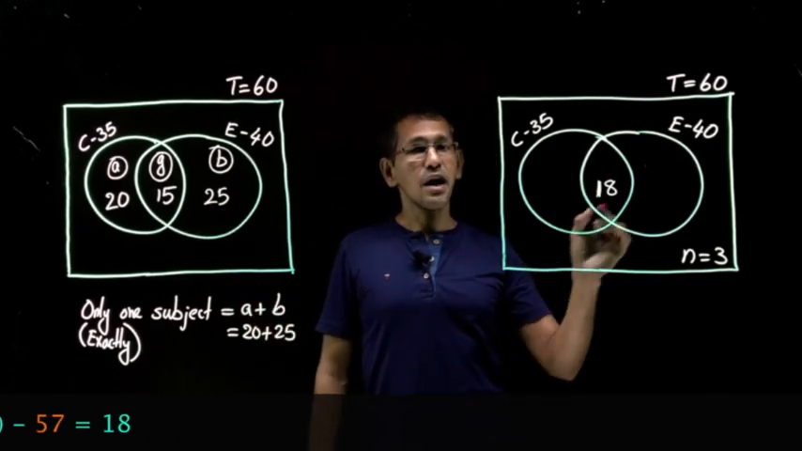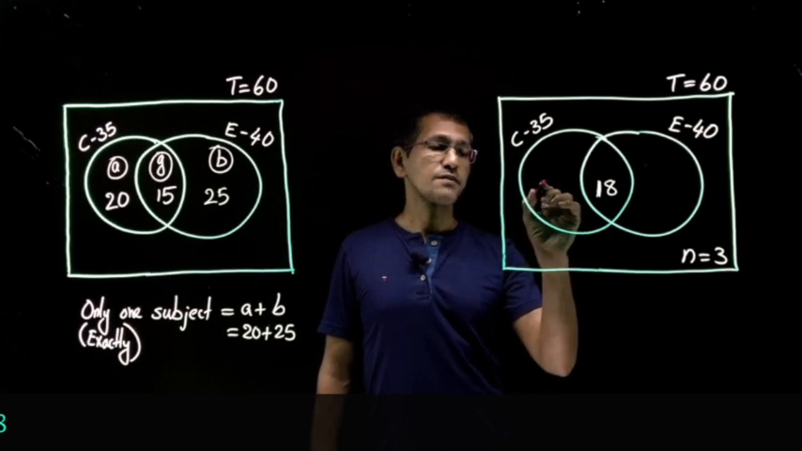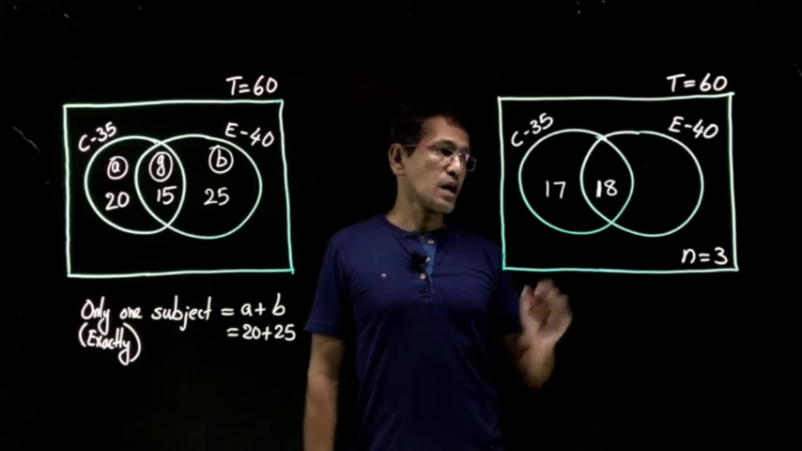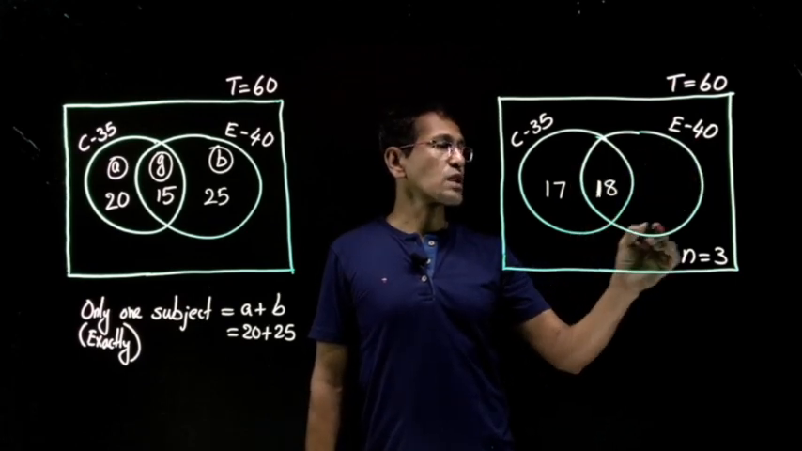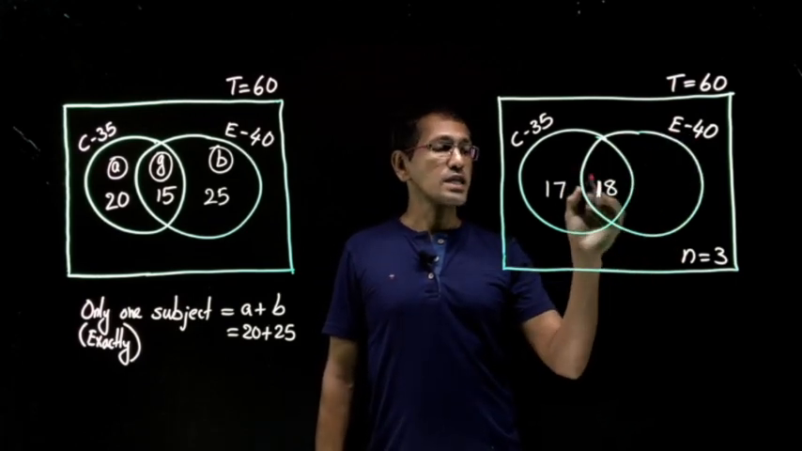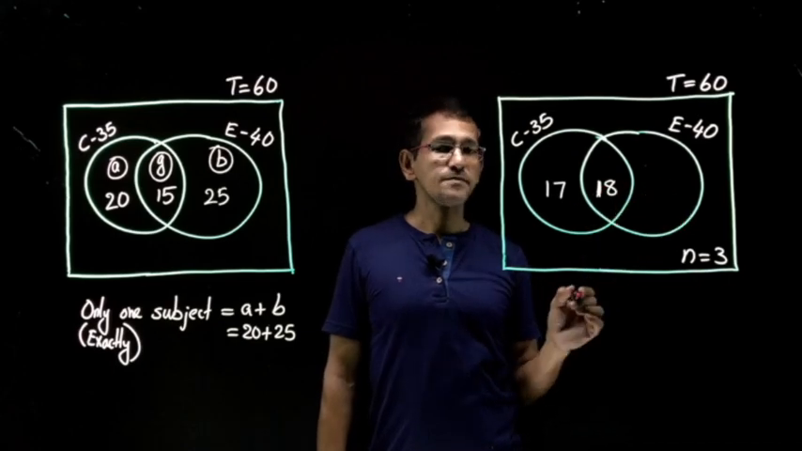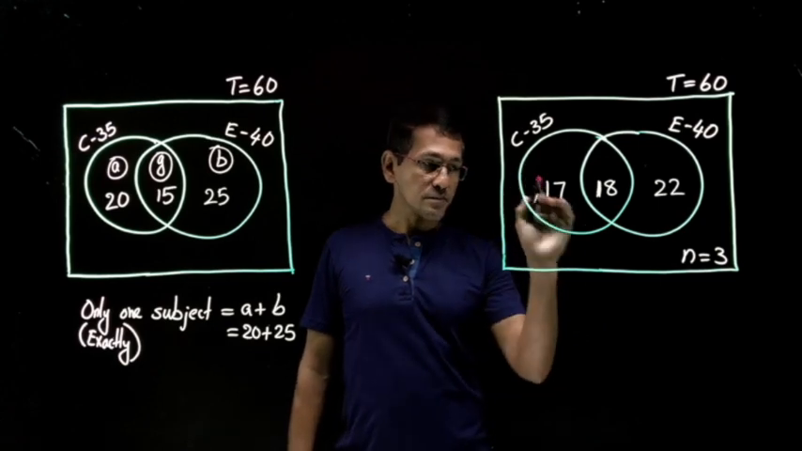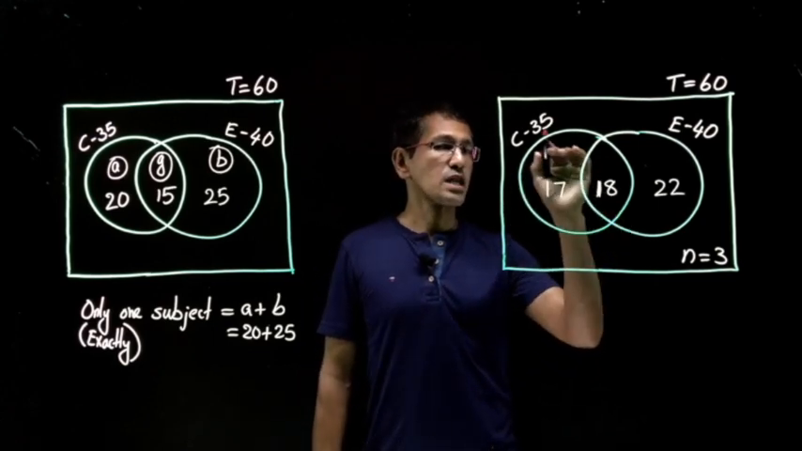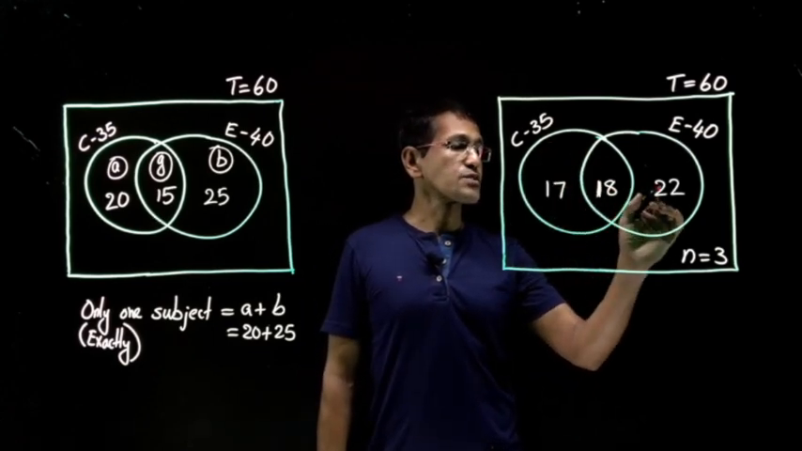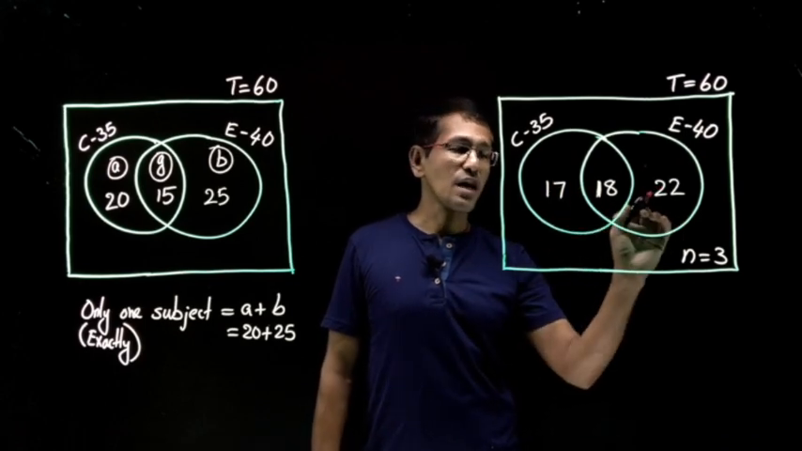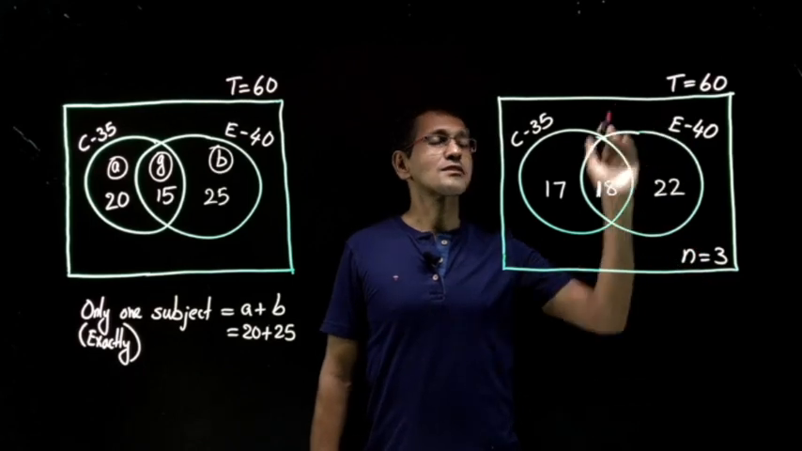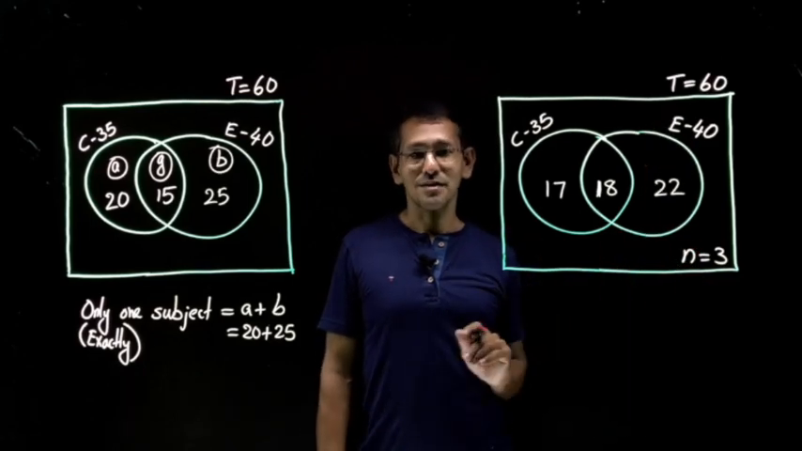So total 35. What's the balance? 17. So 17 plus 18, 35. And the total in economics, total pass is 40. 18 in both. The balance is 22. Now count it up. 17 plus 18, that is 35. 35 plus 22, 57. 57 plus 3, 60. Perfectly alright.